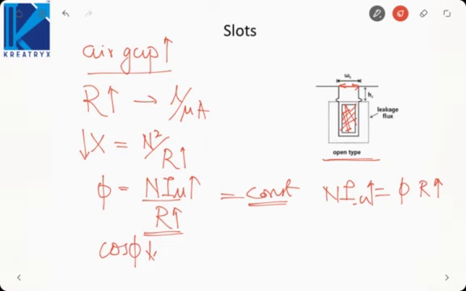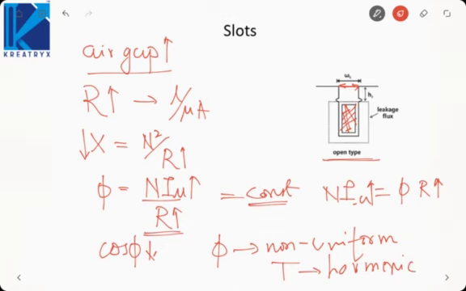And here the flux is non-uniform. If flux is non-uniform, then what will happen? The flux is non-sinusoidal. That is, it will contain some harmonics which will cause harmonic torques. And if there are harmonic torques, then there will be noise and vibration in the machine. That is why open slots are not preferable for the induction motor, because here flux is not sinusoidally distributed in space and it will cause noise and vibration in the machine.